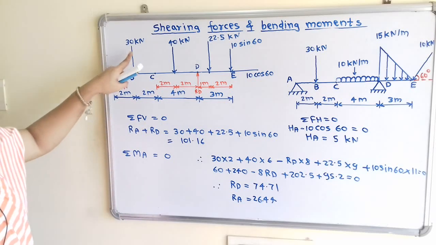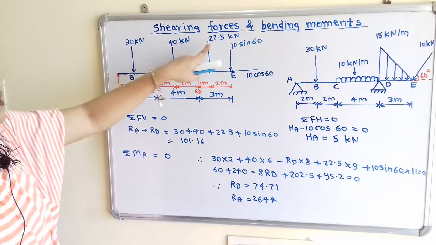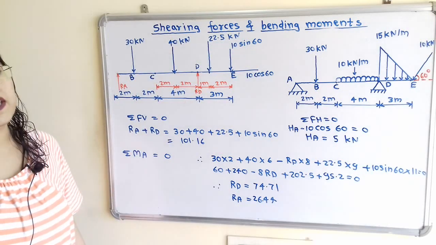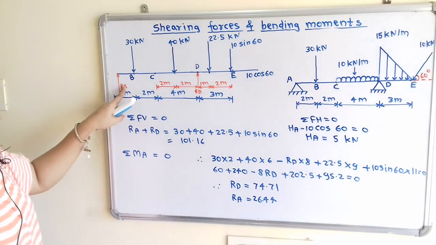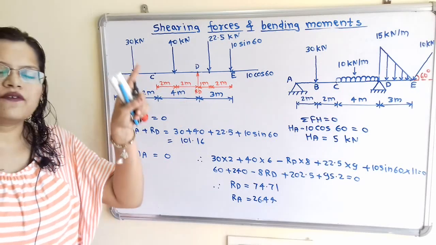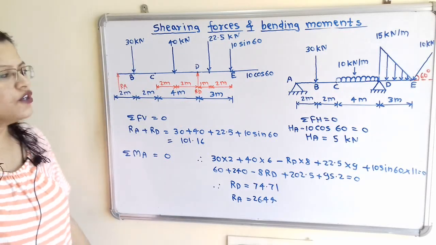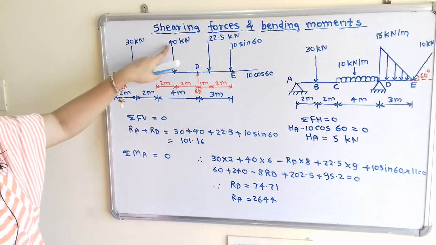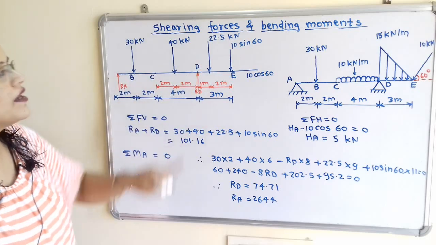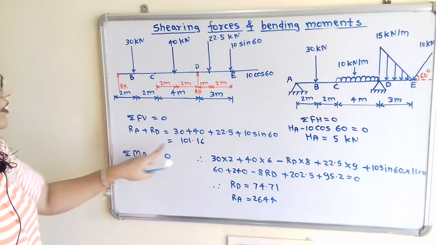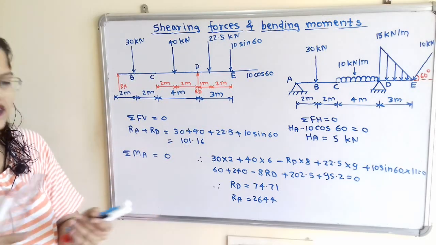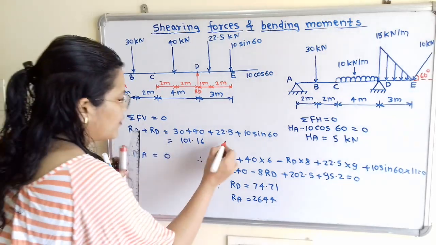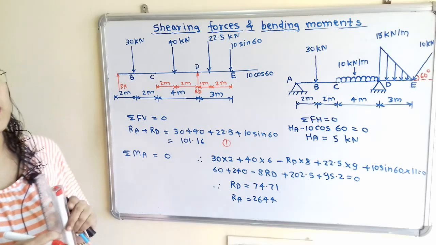If we observe, the 30 kilonewton, 40 kilonewton, 22.5 and 10 sin 60 are in vertically downward direction, and RA and RD are in vertically upward direction. So we can say that RA plus RD is equal to 30 plus 40 plus 22.5 plus 10 sin 60, so it is equal to 101.16. This is equation number 1. Now we will move to the next.